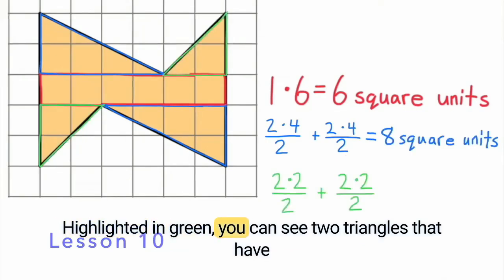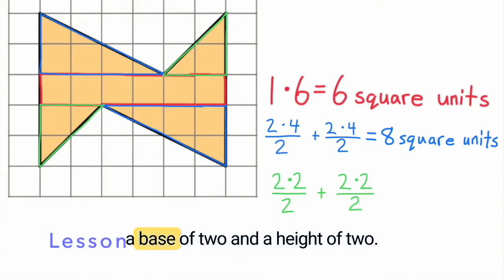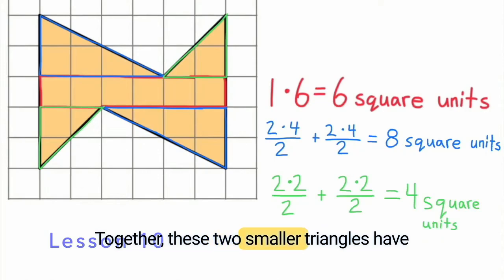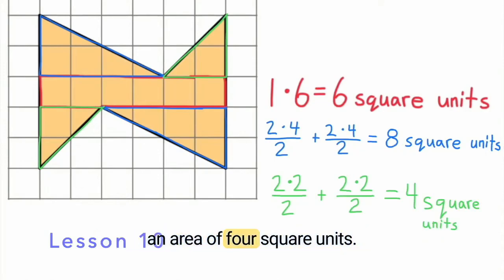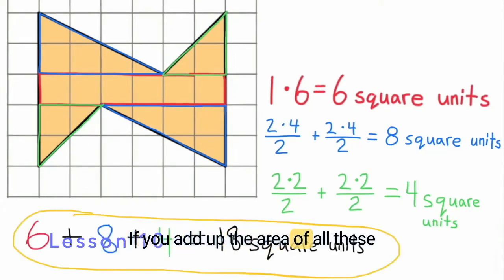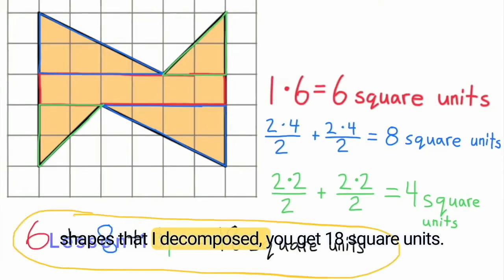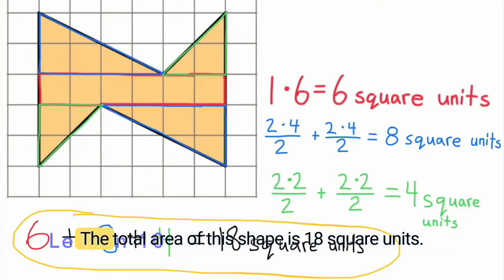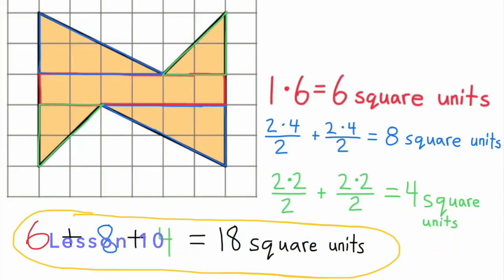Highlighted in green, you can see two triangles that have a base of 2 and a height of 2. Together, these two smaller triangles have an area of 4 square units. If you add up the area of all these shapes that I decomposed, you get 18 square units. The total area of this shape is 18 square units.